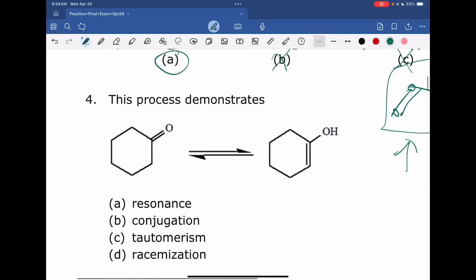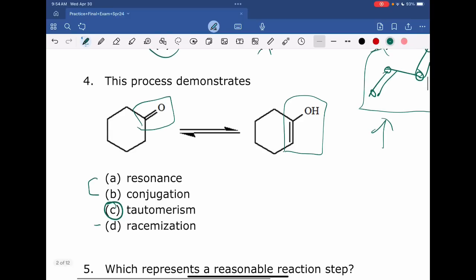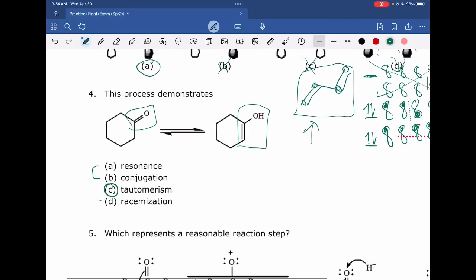This process demonstrates... Okay, so let's look at the molecules. What's the difference? They both look like they have the same formula. One is a ketone, and the other one is an enol. En as in alkene, ol as in alcohol. So, keto to enol. This is tautomerism. I don't think I need to explain this one because it should be pretty intuitive by this point.